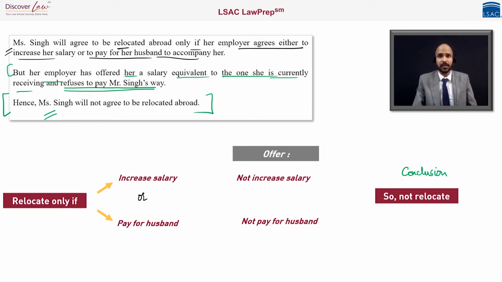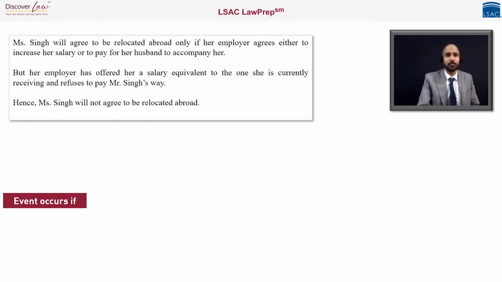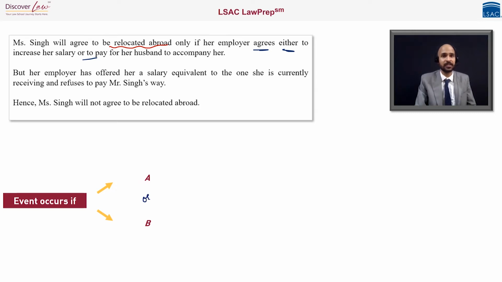Let's look at the structure of this now by getting rid of the content. Like I said, when you're focusing on structure, content takes a backseat. Let's do that here and see what it looks like. So now we focus on the pattern and not so much on the content. Instead of calling it relocating abroad, I just call it an event, because it could be any kind of event since we're looking at the pattern. The event occurs if A happens or if B happens, because you can see here that it talks about either this or this. So she needs either A to happen or B to happen. So the event occurs if either A or B happens.